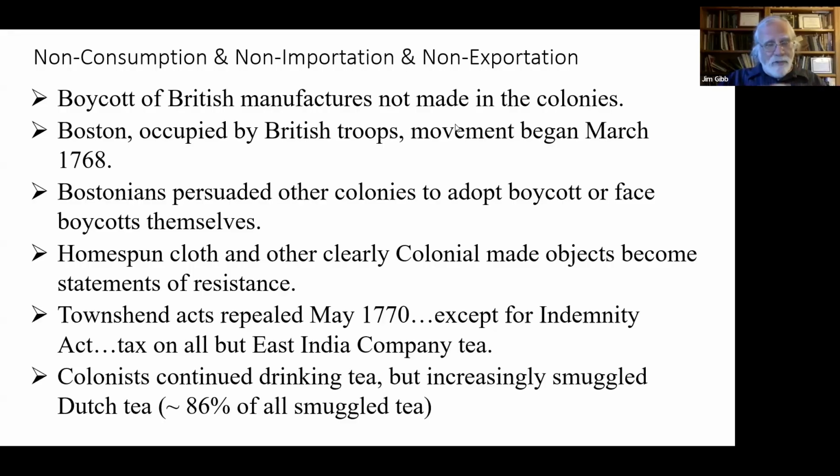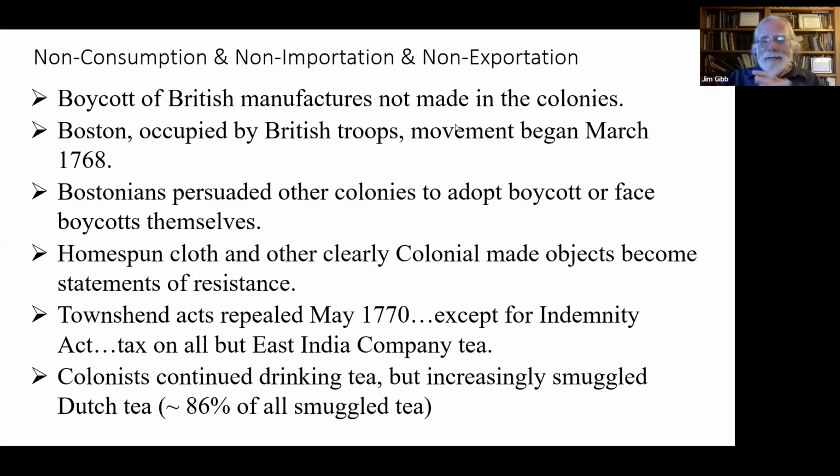act, the Indemnity Act, which allowed the British East India Company to bring in tea without paying that additional tax. It's still paying the 3 pence per pound of tea that everybody else was supposed to pay. That was part of the Revenue Act.